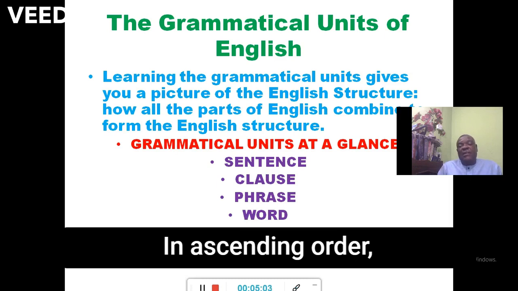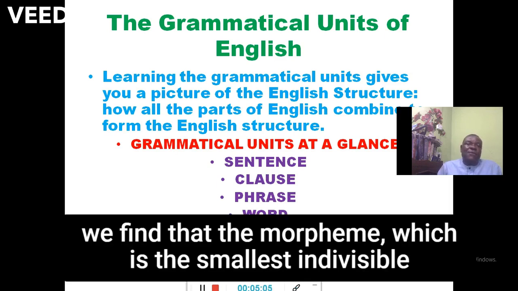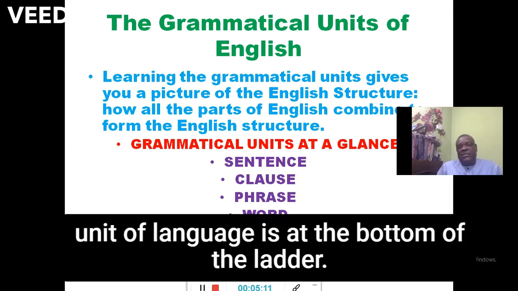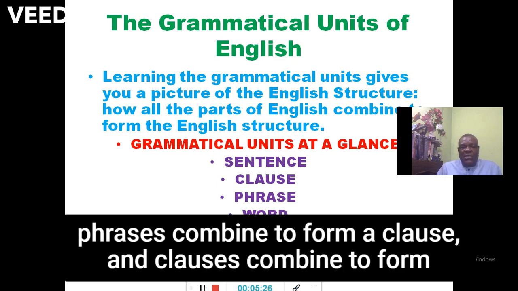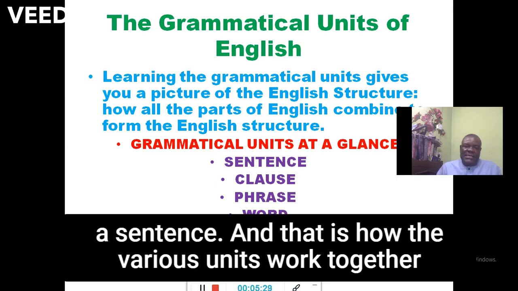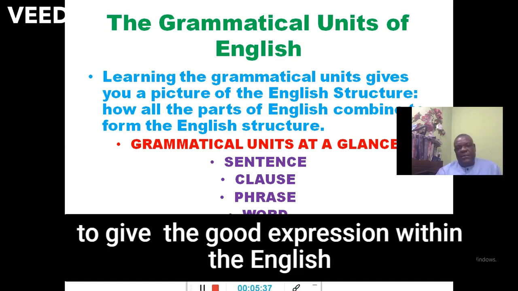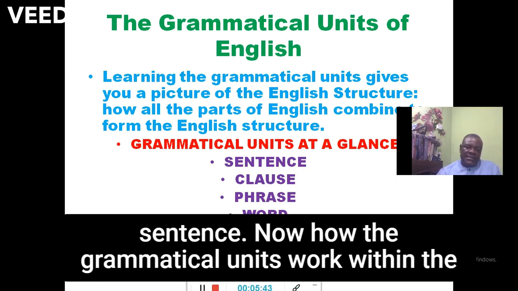In ascending order, we find that the morpheme, which is the smallest indivisible unit of language, is at the bottom of the ladder. So morphemes combine to form a word, words combine to form a phrase, phrases combine to form a clause, and clauses combine to form a sentence. And that is how the various units work together to give good expression within the English sentence.